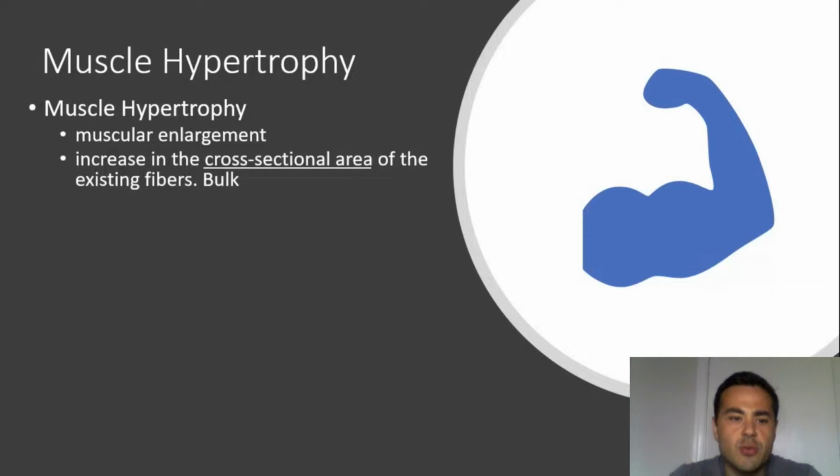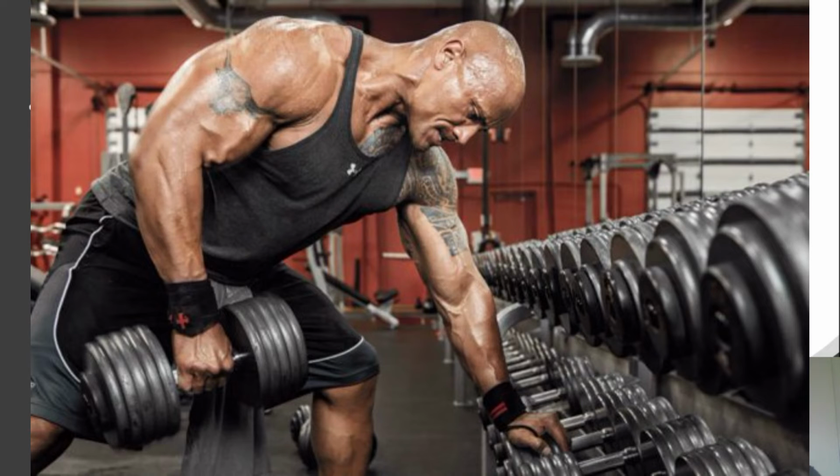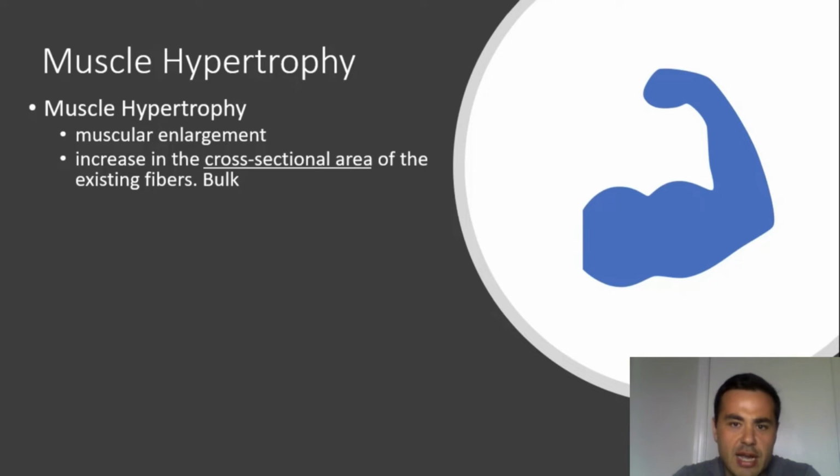So muscle hypertrophy, we're thinking muscular enlargement, right? In this case, we're looking at the increase in cross-sectional area of the existing fibers. So just think about this as being like muscular bulk, right? The girthiness of the muscle, okay? So that's kind of what people are going to be after for this.